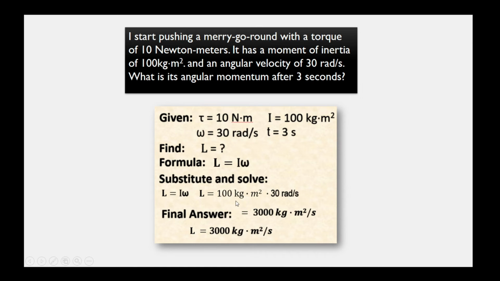We'll have 100 kilogram meter squared times 30 radians per second. And when we multiply that, we end up with 3000 kilogram meter squared per second. Here is our angular momentum.